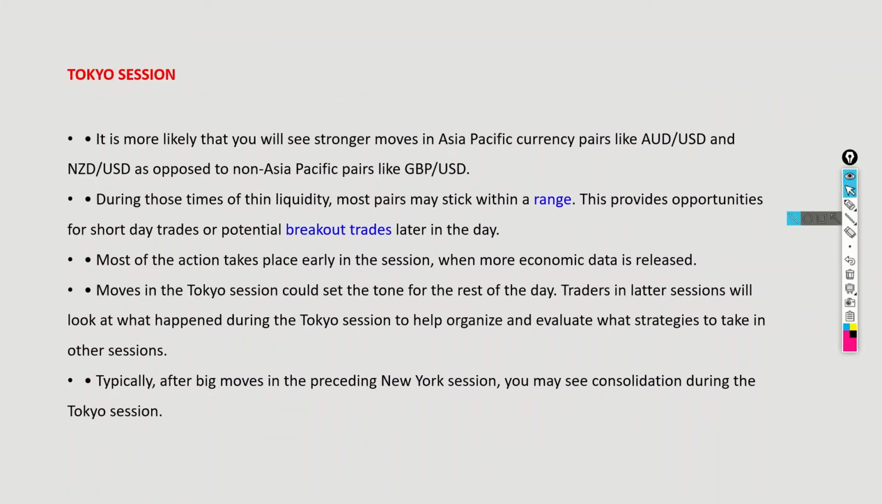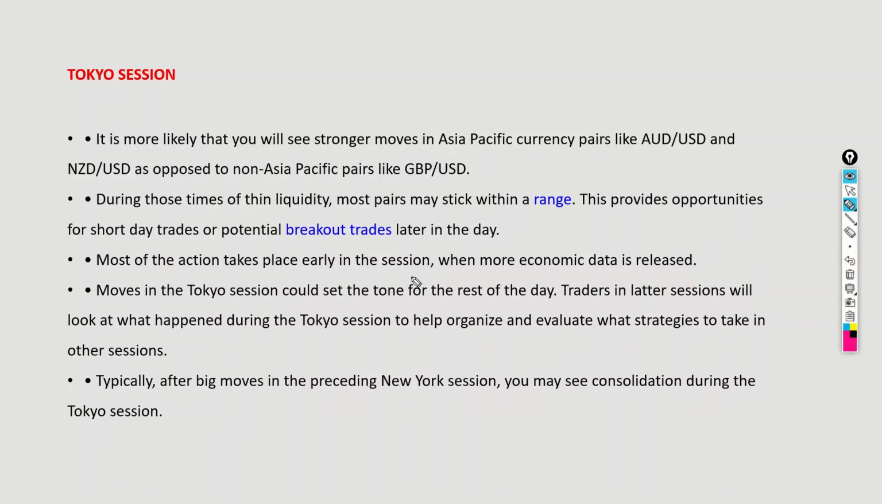So we are looking at the Tokyo session still. It is more likely that you will see stronger moves in the Asian Pacific currency pairs like Aus dollar during the Tokyo session, the New Zealand dollar, as opposed to non-Asian Pacific pairs like GBP dollar. So during those times of thin liquidity, most pairs may stick within a range. We shall look at this more in trading. This provides opportunities for short day trades or potential breakout trades later in the day. We shall be looking at that in strategies.